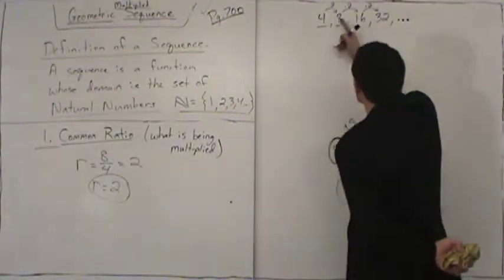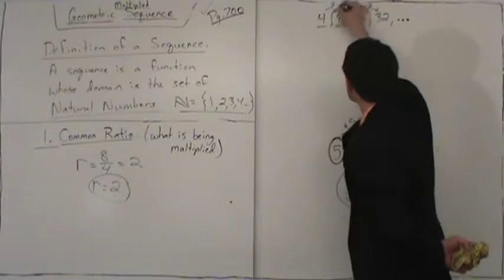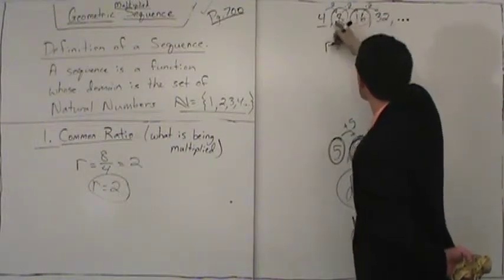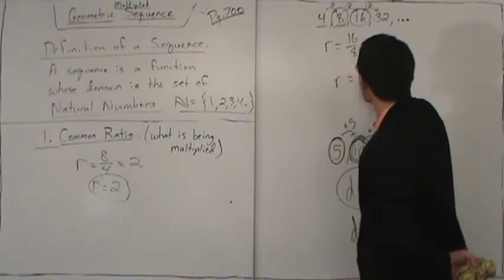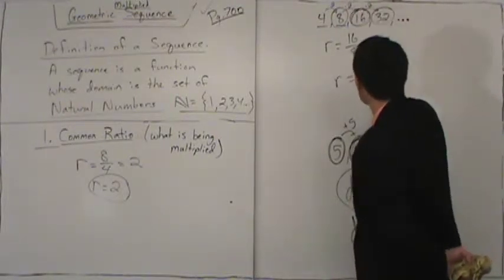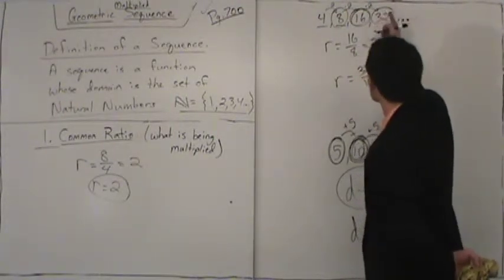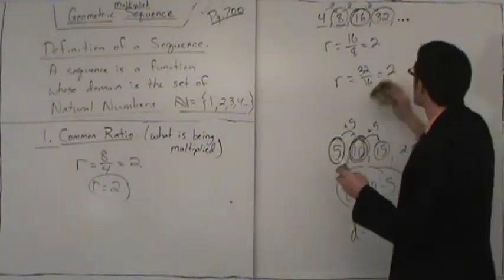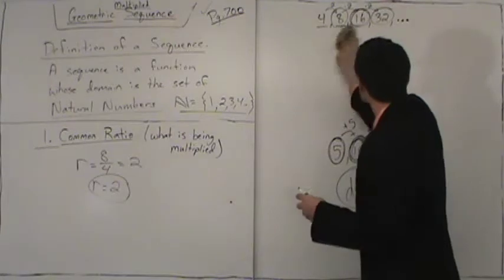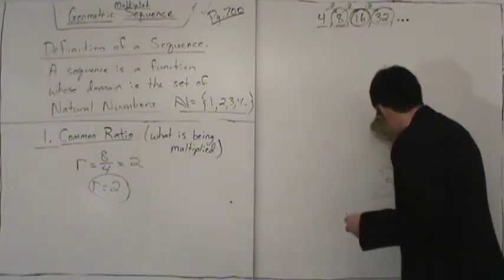All that to say, divide to find what's being multiplied. Now you don't have to take the second and divide the first. You can also take the third and divide the second. You can say the common ratio is 16 divided by 8, which also gives 2. Or you can say the common ratio is 32 divided by 16, the fourth divided by the third, which is also 2. So we get the common ratio from any two terms, as long as you take the second term and divide the first.